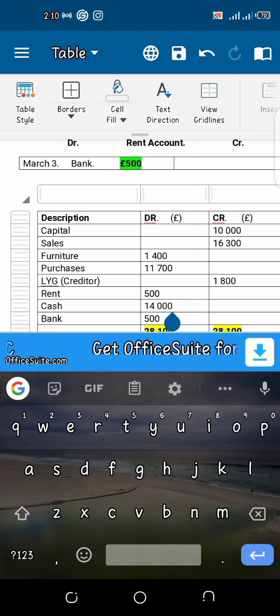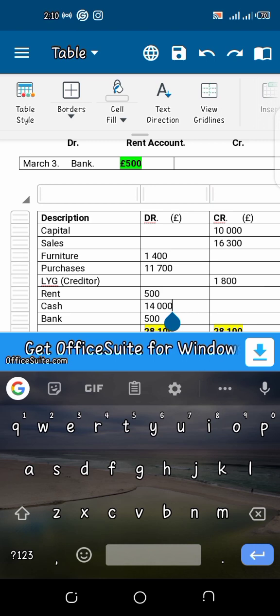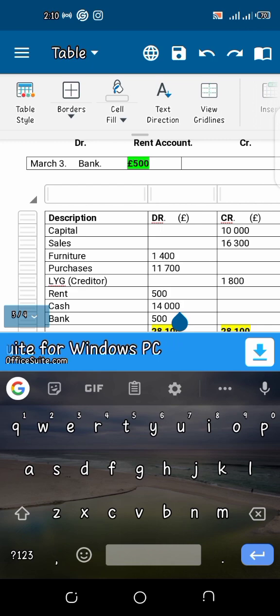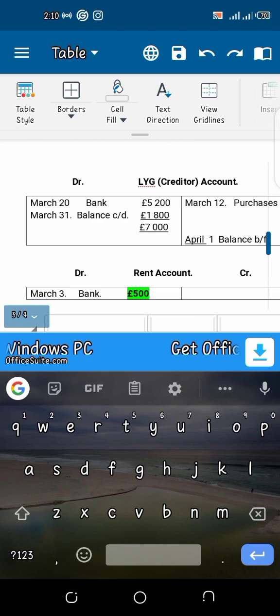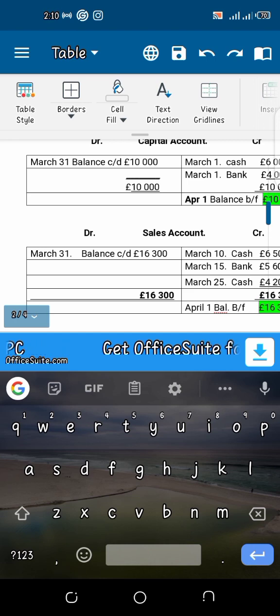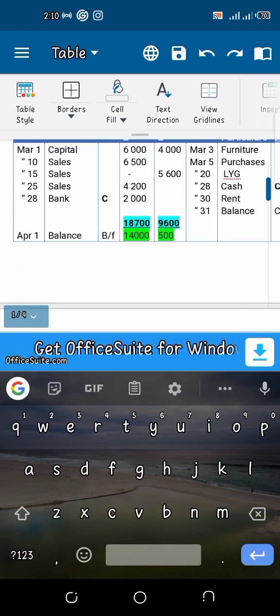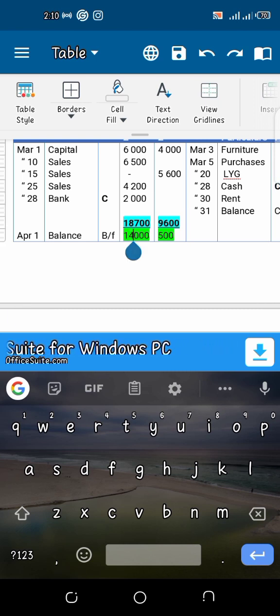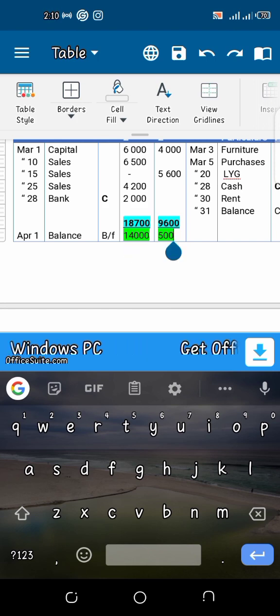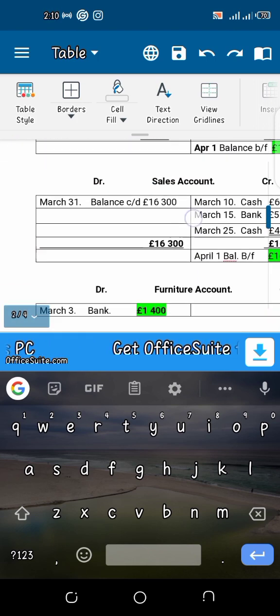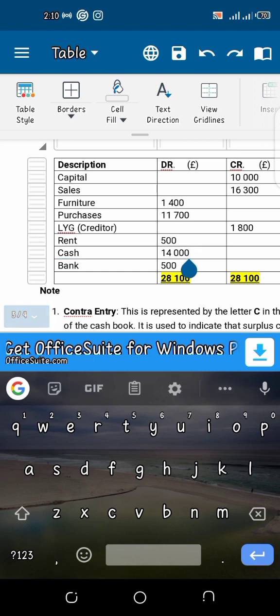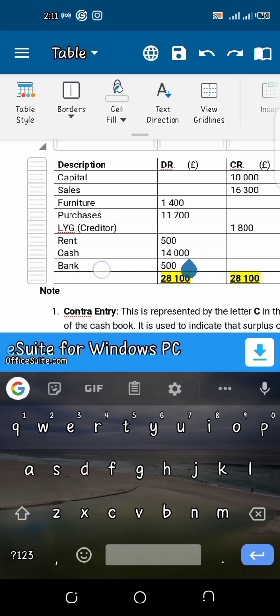Let's go back to the cash book. The cash book shows a balance of 14,000 in the cash column and 500 in the bank column. So we have cash and bank in the trial balance. So cash of 14,000 at the debit side. We also have a bank balance of 500 at the debit side.